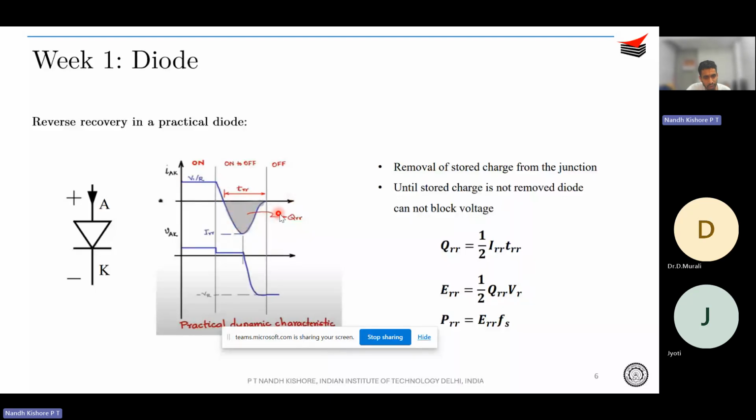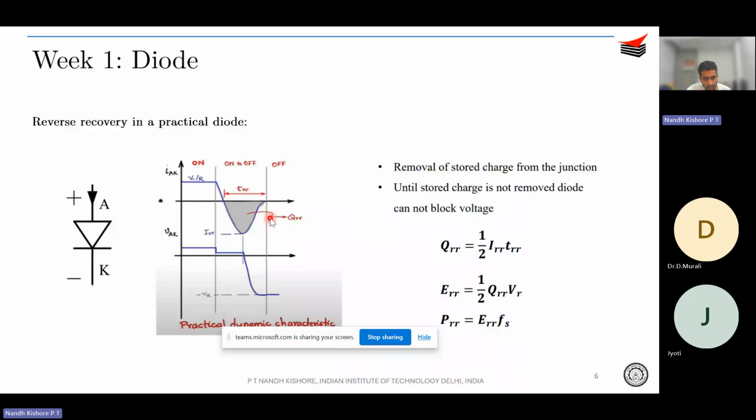And associated with this is, of course, a reverse recovery charge, right? And this can be the cause for power loss in the device. That is, the recombination of charge carriers is a cause of power loss in the device, right? So you can ideally approximate this to be a triangle. With that approximation, we have derived that the reverse recovery charge is half into IRR into TRR. If you just approximate this as a triangle, you get that as the QRR, right?